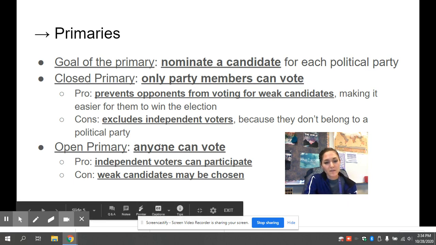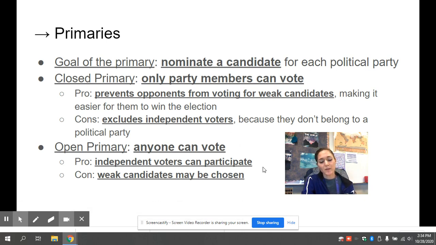Open primaries means anyone can vote. The good thing is that independent voters can participate in this open primary. So they would like this one. May or may not be a question on your test. The bad thing is that those weak candidates may be chosen if those other party members wanted to mess things up. If you need more time to write this down, put the video on pause, push play when you're ready.